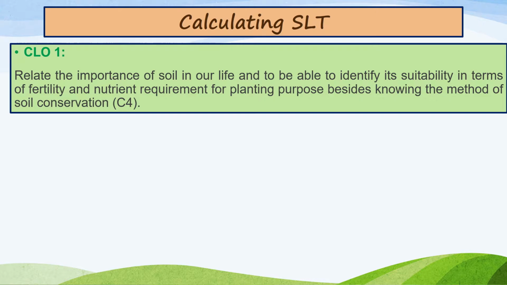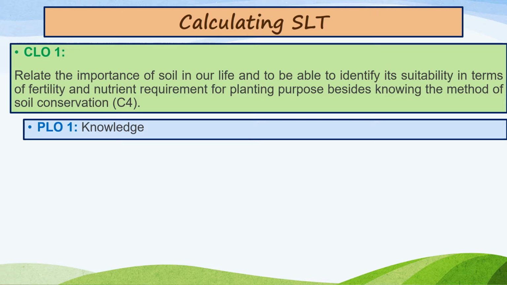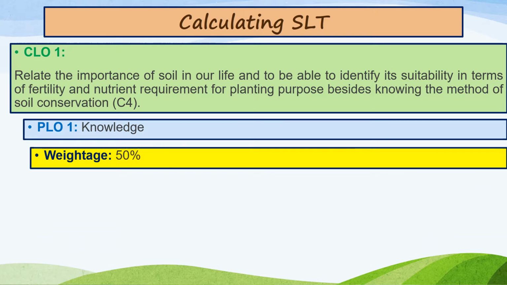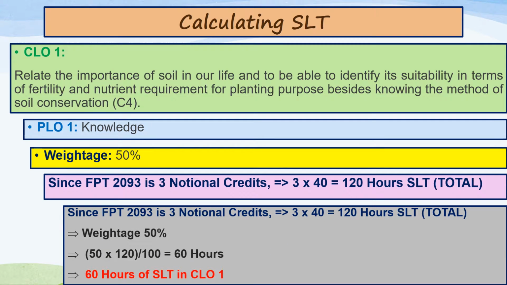Back to the first CLO, which is Cognitive Level 4, it is met with PLO number 1, Knowledge, and has a weightage of 50%. Since this course has 3 notional credits, it indicates it has a total of 120 hours of SLT. Since the weightage is 50%, thus there are 60 hours of SLT in this CLO.